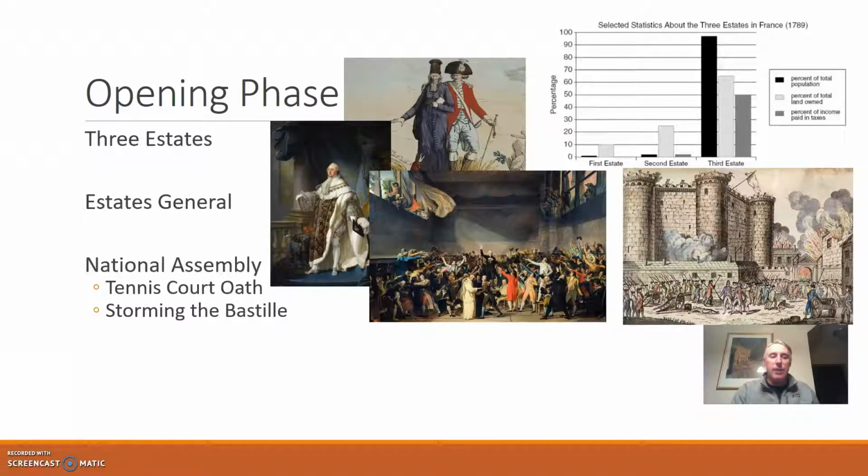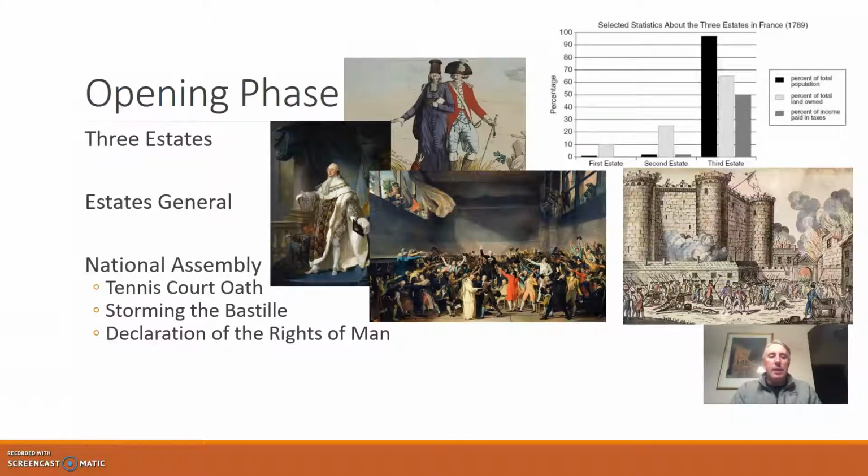Emboldened by this, the National Assembly then took another step of drafting the Declaration of the Rights of Man and the Citizen. Now, obviously, it was influenced by the American Revolution and the Declaration of Independence, hence the name, and it proclaimed the equality of all men. Only men, right? Women left out. And it asserted individual rights of liberty, property, and security.